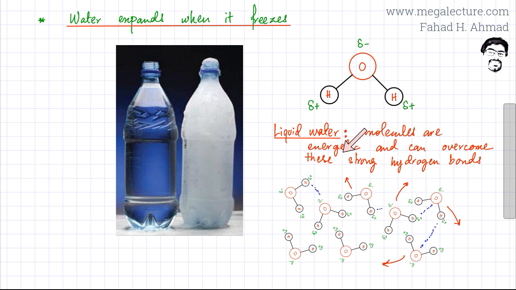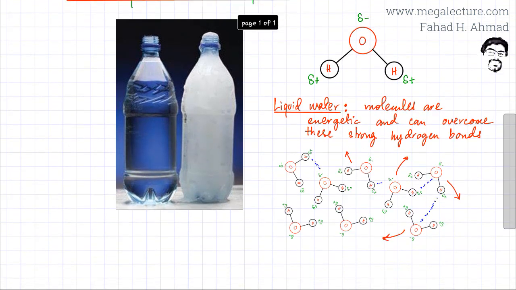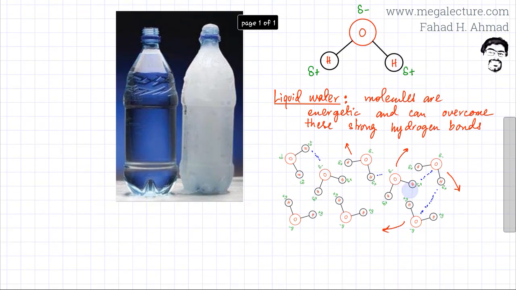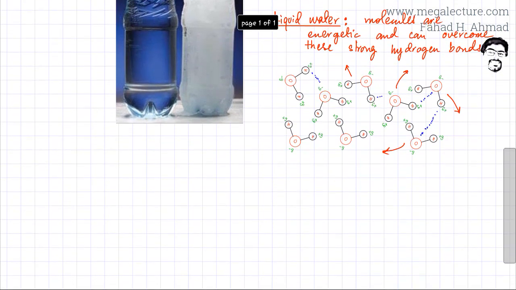it would be able to overcome the attractive forces and would be able to move freely. So all these molecules, they're all moving freely in random directions, and they can all rearrange themselves or arrange in whatever manner they like. Now what happens when these water molecules start losing kinetic energy?